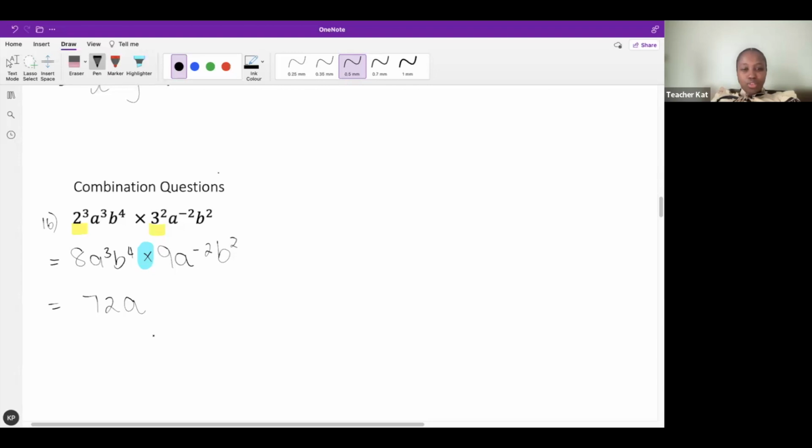A to the power of, 8 to the power of. Okay, 2 people said 4, so I'm not sure. Okay, I'm going to write it out. It's a to the power of 3 plus -2, and then b to the power of 4 plus 2, equals 72. And a to the power of what? This plus minus situation gives you a negative. So it's just a and b to the power of 6.